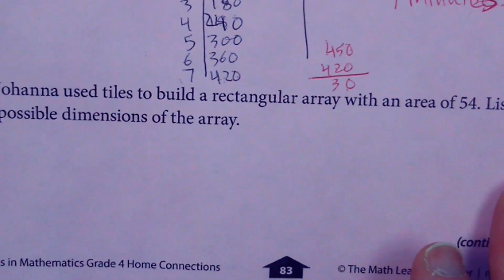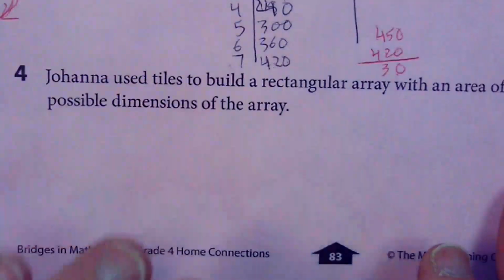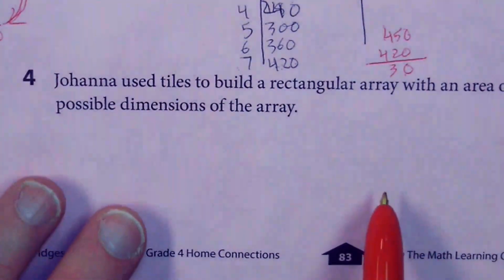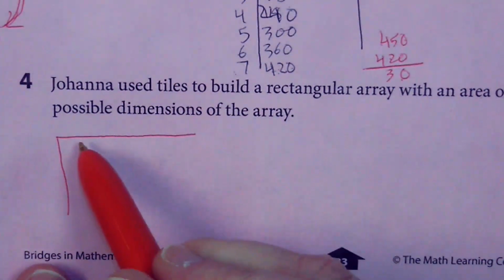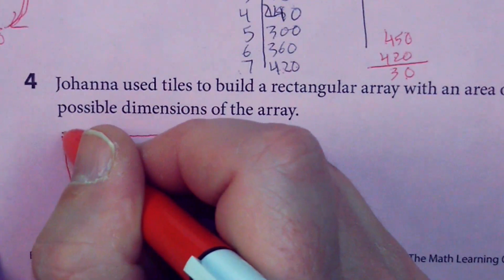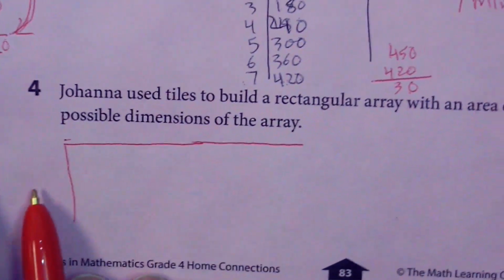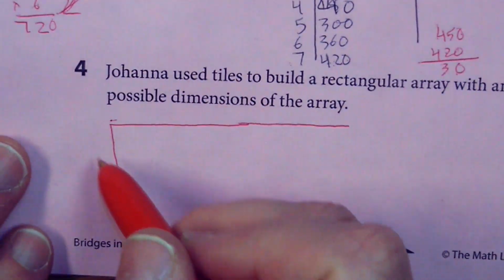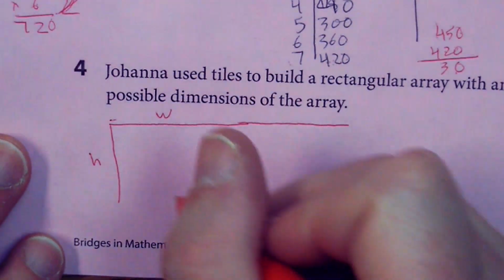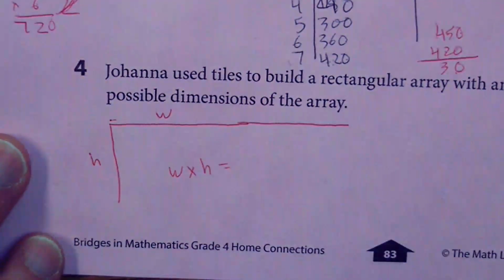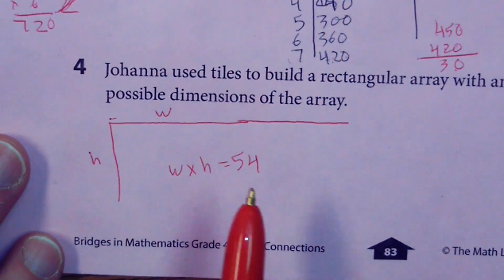Johanna used tiles to build a rectangular array with an area of 54. List all the possible dimensions of the array. So, in other words, a rectangular array. Okay, so one of these is longer than the other. Okay, let me make this look longer. Okay, and we have to figure out how many ways can you get an area of 54, which is take the width times the height to get an area of 72. Oh, excuse me, 54. Read the question wrong.